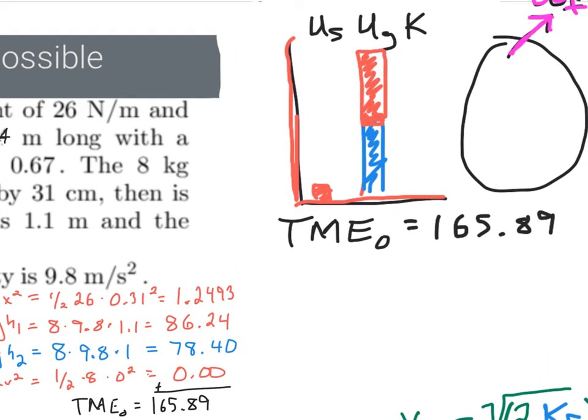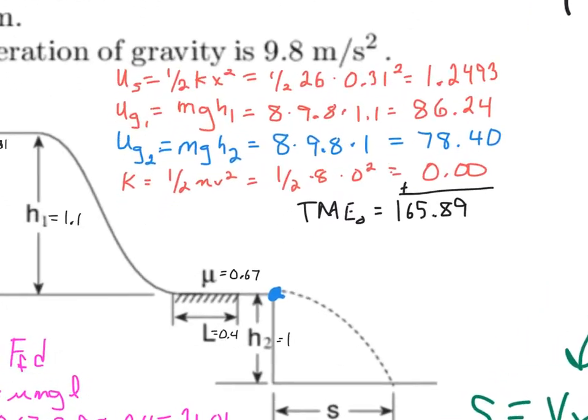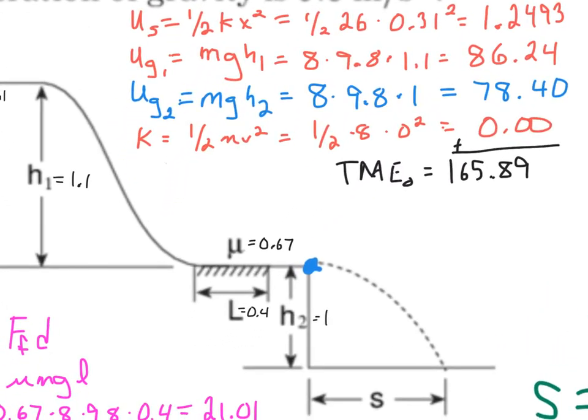And so when we draw our graph over here, we're going to label, I have elastic potential, I have 2 gravitational potentials, and those add up to a total mechanical energy of 165.89. Now, we have this little bit here in the middle, and so there's a rough section of track. That means that we have friction, and friction is going to take away some of our total mechanical energy.